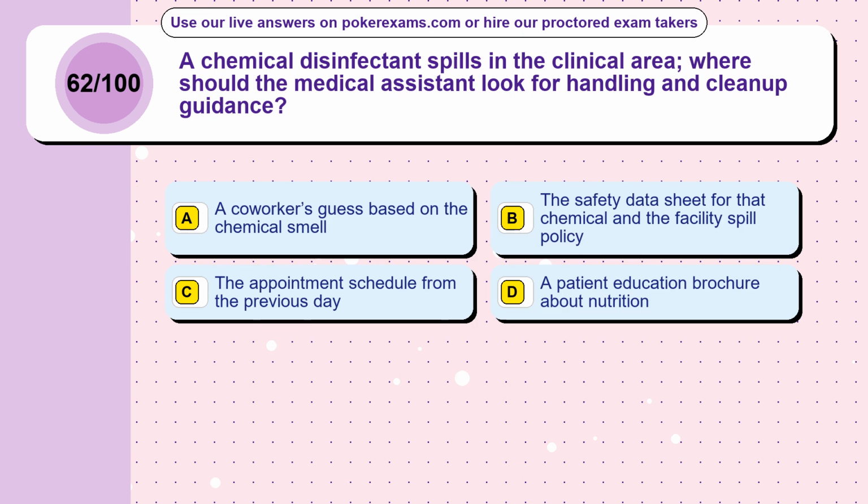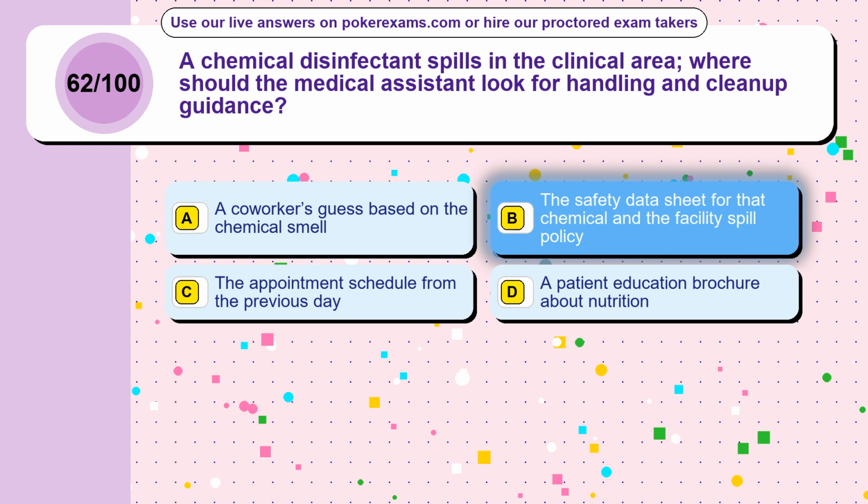Question 62. A chemical disinfectant spills in the clinical area. Where should the medical assistant look for handling and cleanup guidance? Option A. A coworker's guess based on the chemical smell. Option B. The safety data sheet for that chemical and the facility spill policy. Option C. The appointment schedule from the previous day. Option D. A patient education brochure about nutrition.